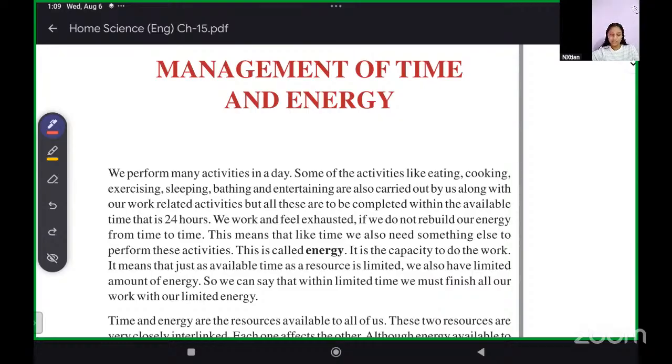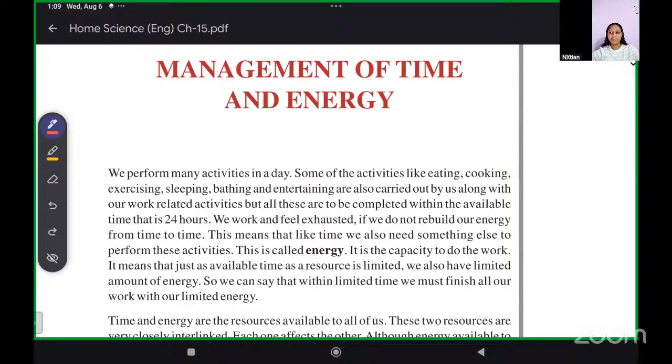Our body needs rest to regain that energy. Our mind needs rest. Our body needs rest to regain the energy that is exhausted. We need sleep. We need to eat food. We need rest, breaks to regain that energy.